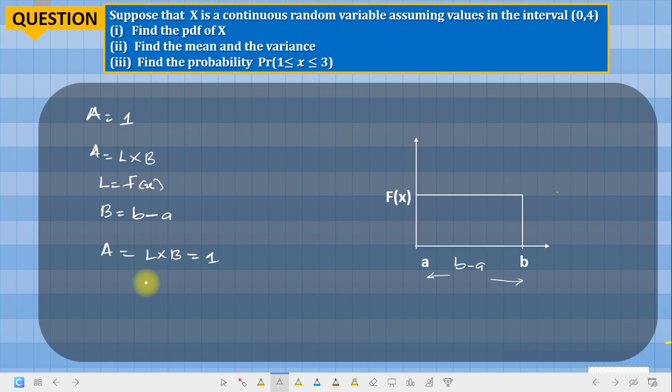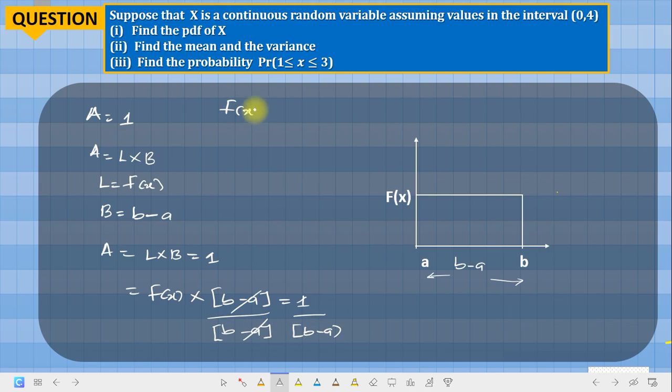So we substitute into the equation. Our length is f of x and our breadth is b minus a. Everything must equal 1. We divide both sides by b minus a. So b minus a cancels b minus a, and f of x is equal to 1 all over b minus a. Now this f of x, equal to 1 over b minus a, is our PDF, probability distribution function, where a and b are the interval given.